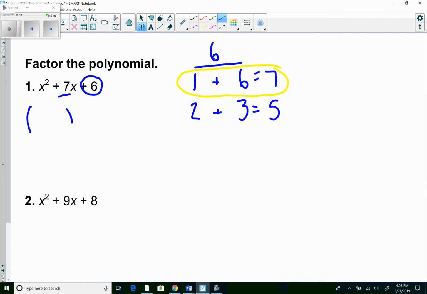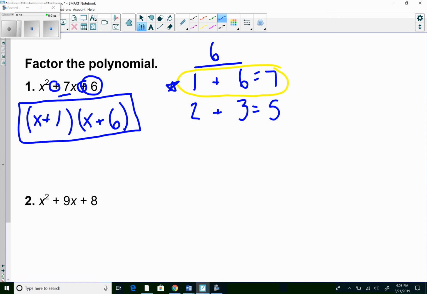I'm going to start just getting my binomial set up. So I'm going to break that down. Again, x squared turns into x times x. And then my two factors, I'm going to have 1 and 6. Again, these are coming from that right there. Let's take a look at the signs between them. Both of them are positive. So I end up with x plus 1 and x plus 6.